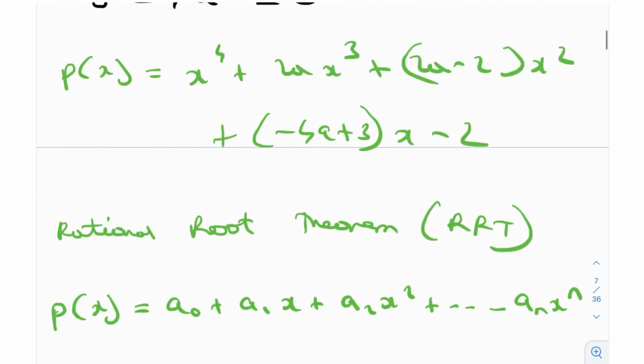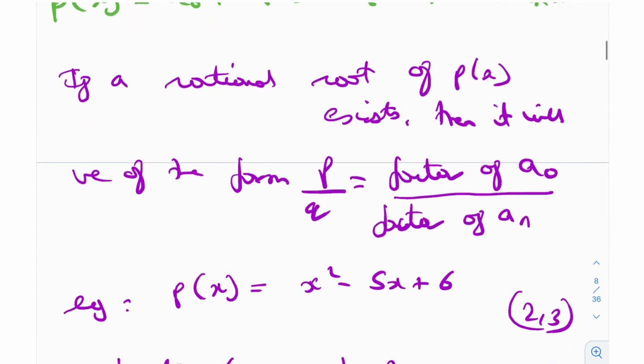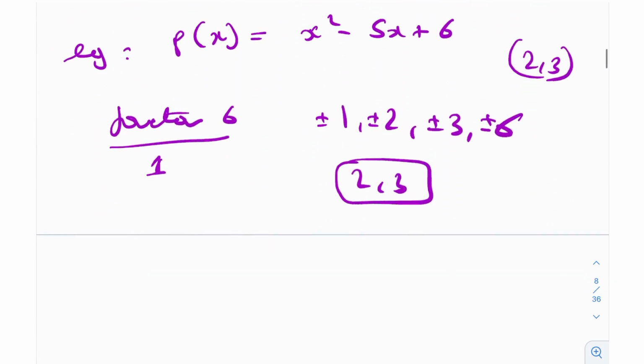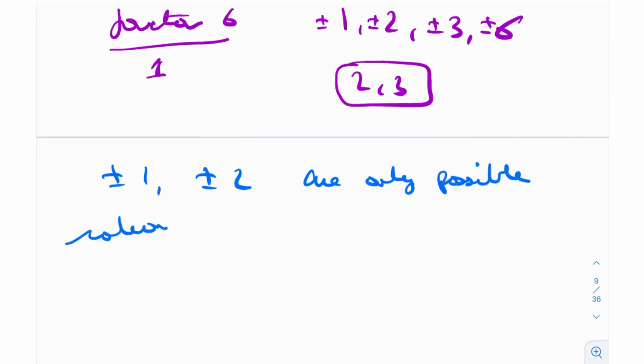So if I apply this rational root theorem to this polynomial p of x, I see that if a rational root exists, it needs to be of the form plus minus 1 or plus minus 2, because it can be 1 and it can be 2, the constant term, as well. So basically plus minus 1, plus minus 2. These are the only possible rational roots, or in this case integer roots, of our polynomial p of x.